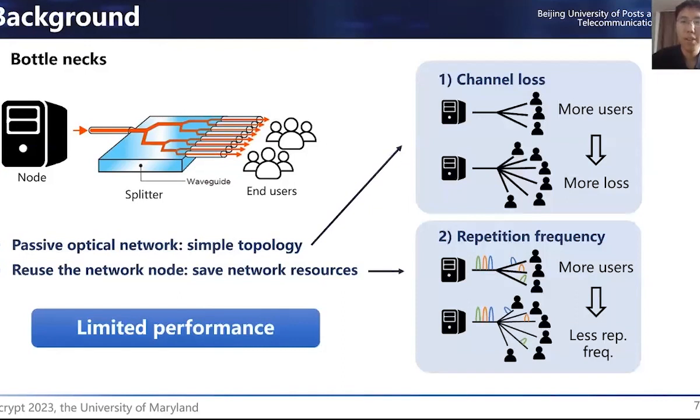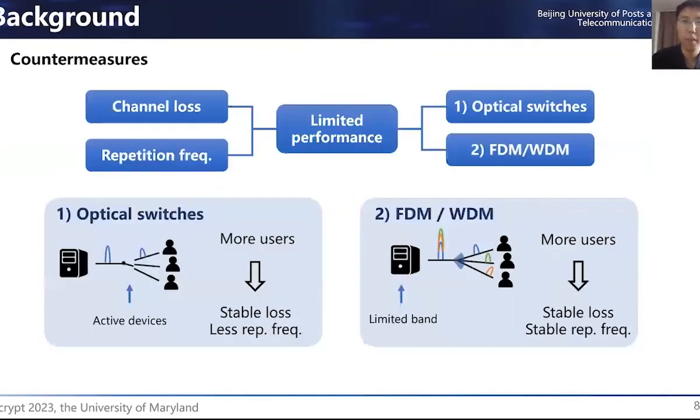However, it also has some bottlenecks. To access more users, more channel loss is introduced, leading to the reduction of the network performance. Since the network node is reused, multiplexing is necessary. The mostly used time division multiplexing causes the reduction of the repetition frequency when more users access. Therefore, the network is limited by the number of users.